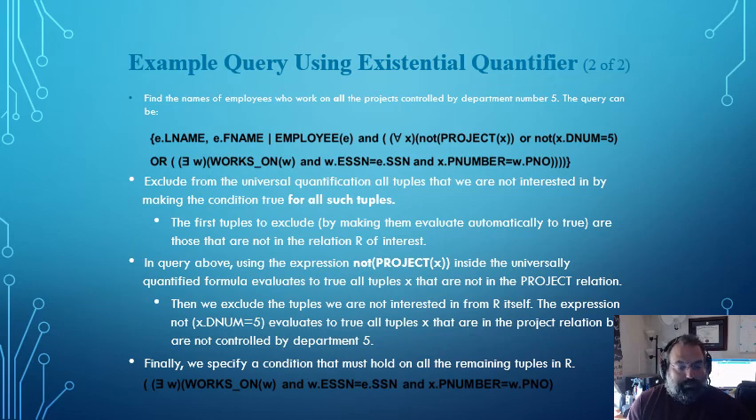The first tuples to exclude by making them evaluate automatically to true are those that are not in the relation R of interest. In the above query, using the expression not(Project(X)) inside of the universal quantifier formula evaluates to true for all tuples X that are not in the project relation. Then we exclude the tuples we are not interested in from R itself. The expression not(X.Dnum = 5) evaluates to true for all tuples X that are in the project relation but not controlled by department 5. Finally, we specify a condition that must hold true for all remaining tuples.